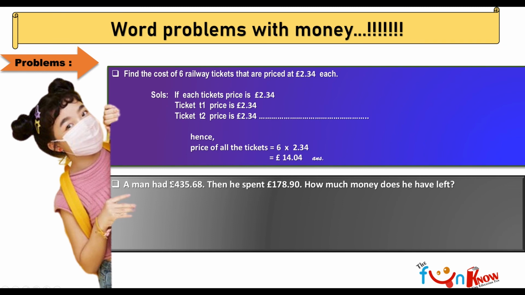The next question. A man had £435.68. Then he spent £178.90. How much money does he have left?